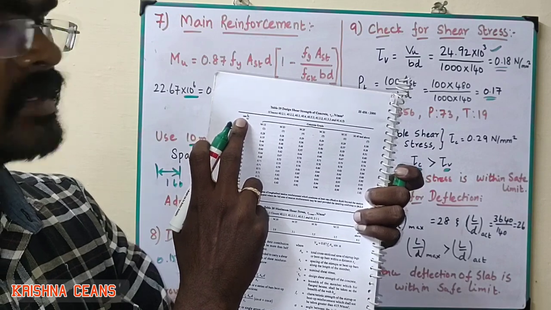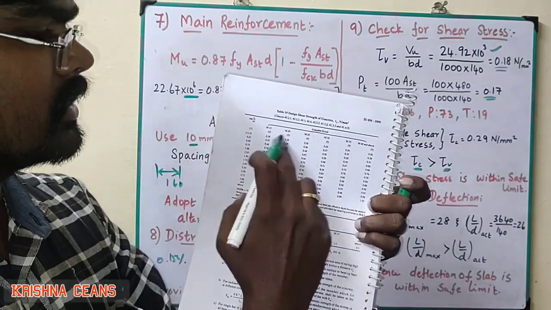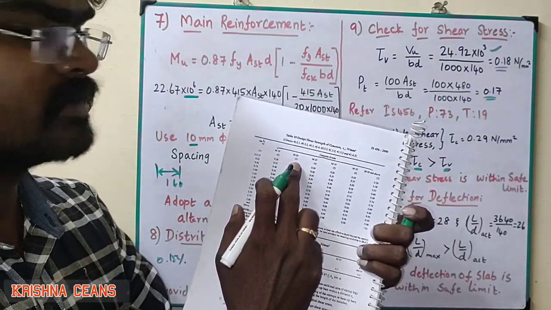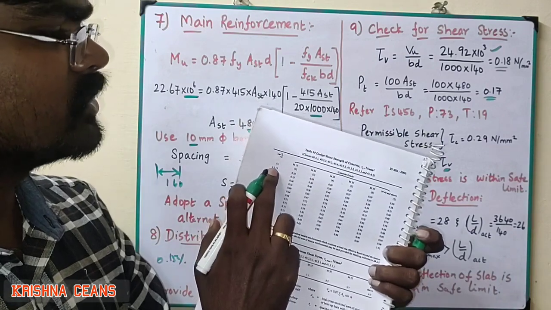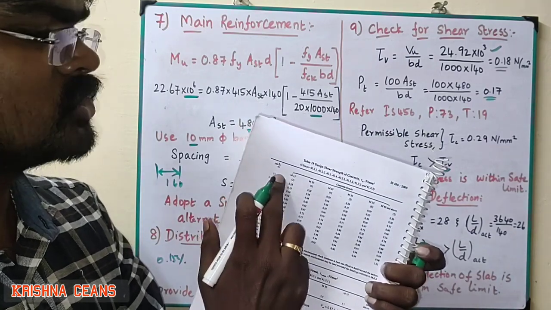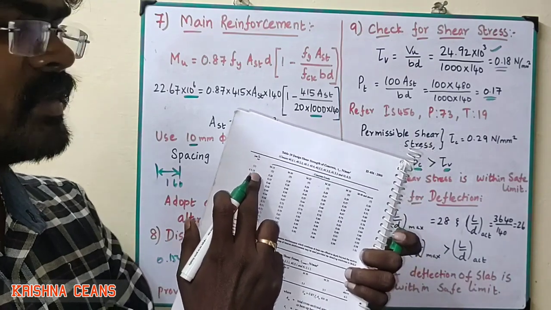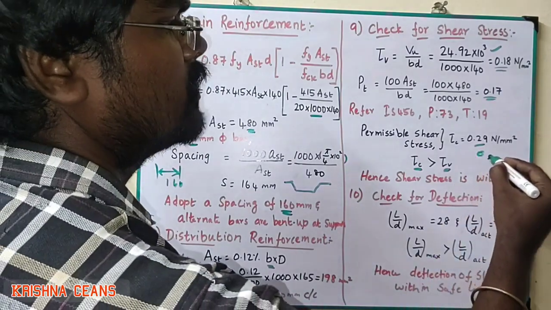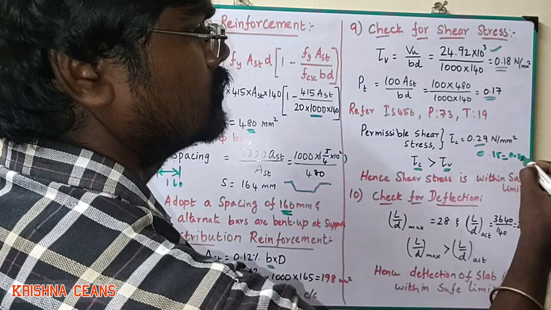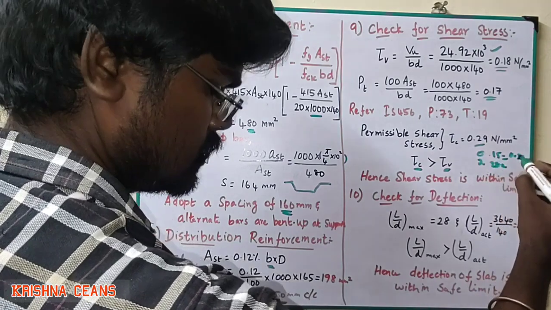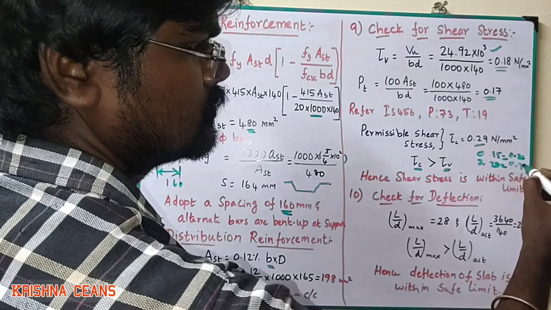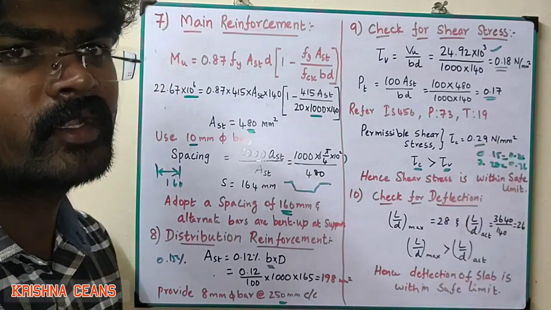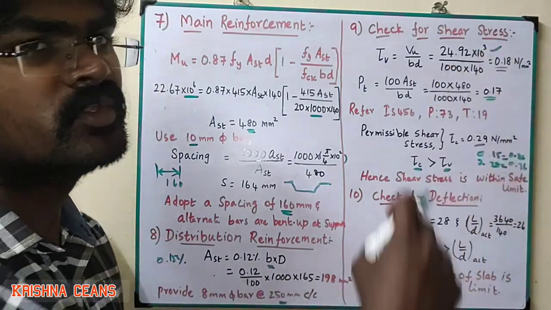They provided the formula 100 Ast by BD. So here the Pt value is given, and the concrete grade is given. Since our design problem is M30 grade of concrete, our Pt value is 0.17. We have to interpolate between 0.15 and 0.25. So we will provide an approximate value, that is 0.29. So 0.15 value is 0.28, and 0.25 value is 0.36, so we have to interpolate for the exact value. So now we have an approximate value of 0.29 Newton per mm², because our tau V value is 0.18.